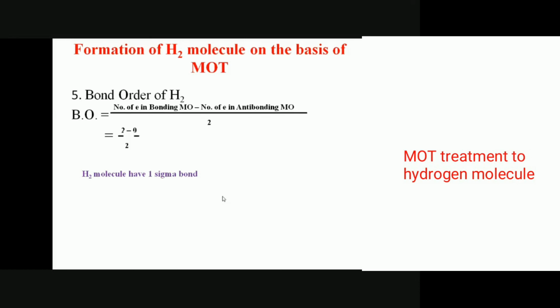So for hydrogen, the number of electrons in the bonding orbital is 2. There is no electron in the antibonding molecular orbital. 2 minus 0 divided by 2 is 1. Basically, a single bond. So the hydrogen molecule has one sigma bond.